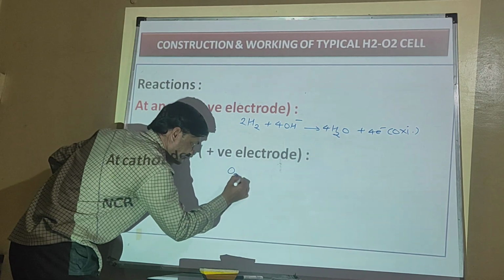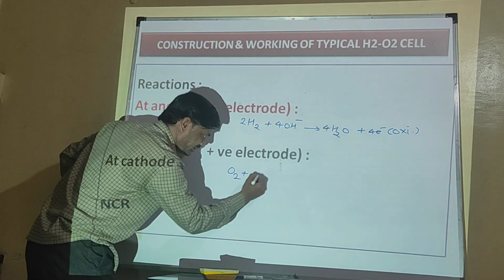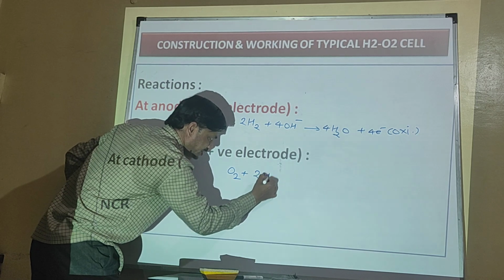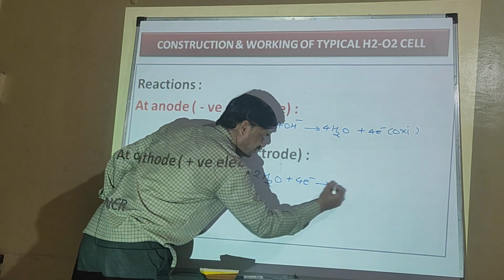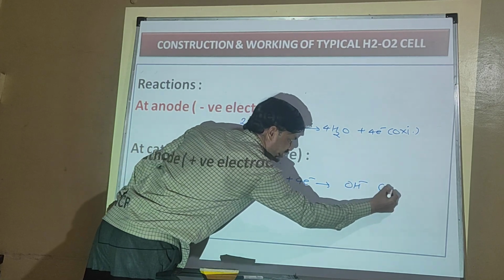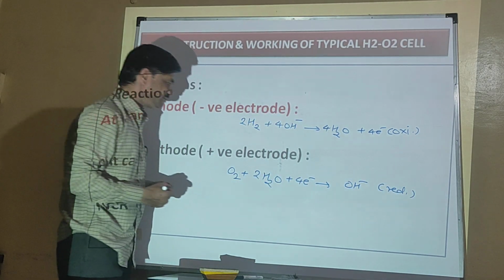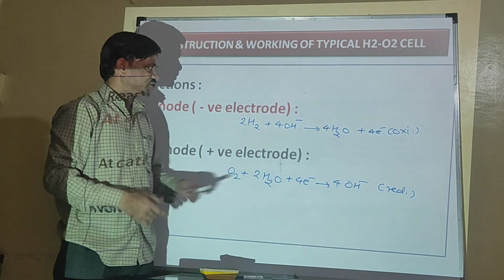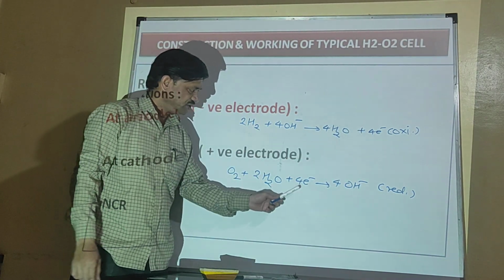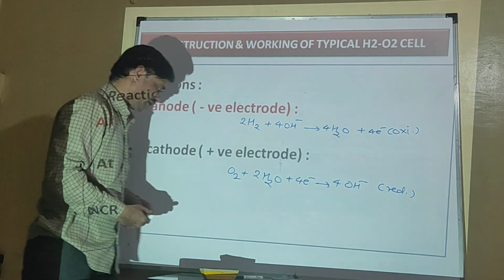What about the reverse one? O2 gas passes into the cathode compartment. It reacts with which one? H2O. And what are you getting? Gain of 4 electrons, and you are getting OH minus as the product. Tell me the balancing. 2 plus 2, 4 oxygen. What can we write? 4. This is loss of 4 electrons, oxidation. This is gain of 4 electrons, reduction.